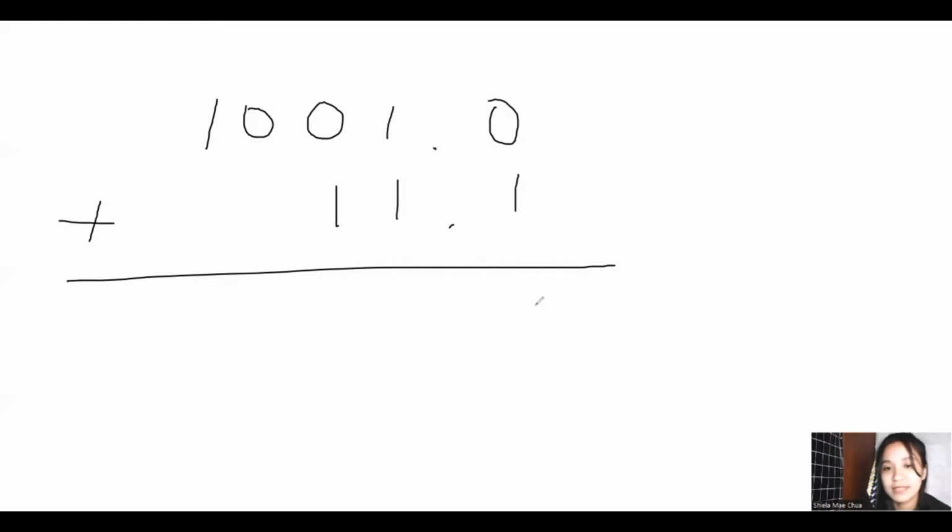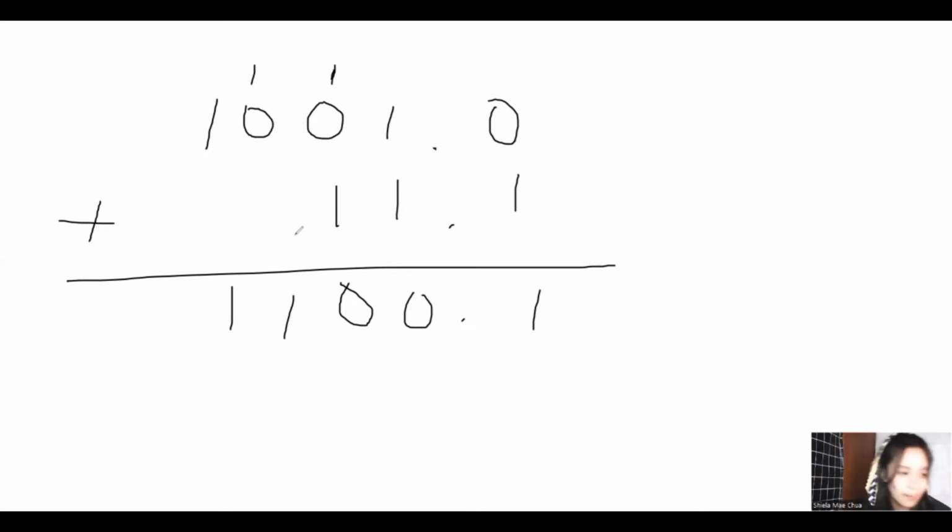0 plus 1 is 1. Copy the binary point. Then 1 plus 1 is 1, 0. And 0 plus 1 is 1. Plus 1 is 1, 0. 1 plus 0 is 1. Then bring down 1. So basically, adding fractional binary numbers is not different from adding binary numbers, because in here we just bring down the binary point.